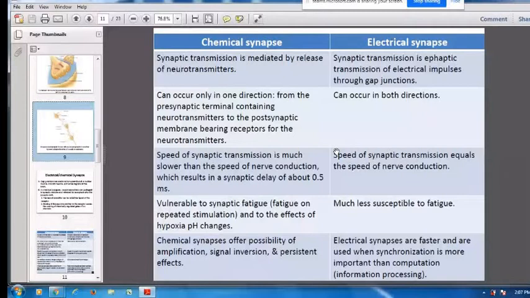So the main points that you need to remember are: electrical synapses are gap junctions, and chemical synapses are mediated by neurotransmitters. In electrical synapses communication can occur in both directions, but in chemical synapse, it occurs in one direction. Electrical synapse is not susceptible to fatigue, but chemical synapse is. The speed of synaptic transmission equals nerve conduction in electrical synapse, but in chemical synapse there is a synaptic delay. Okay. I hope the slide is being projected.